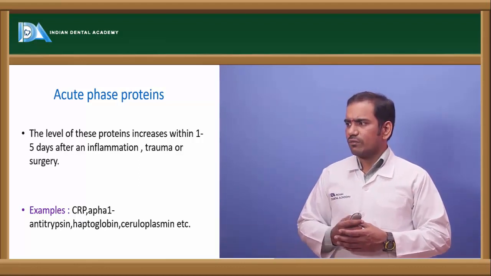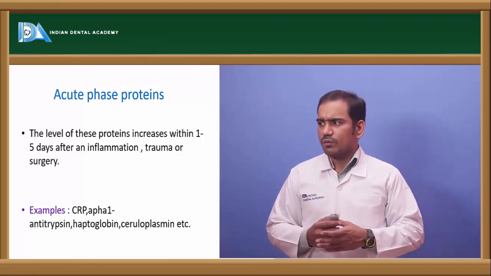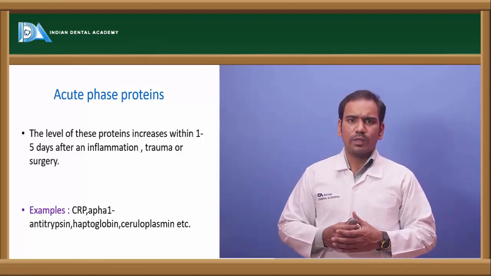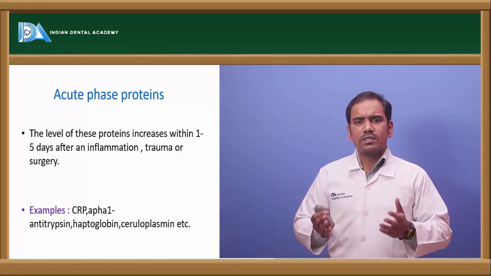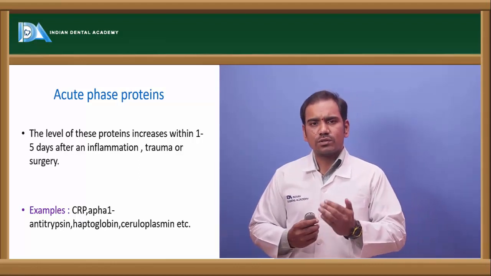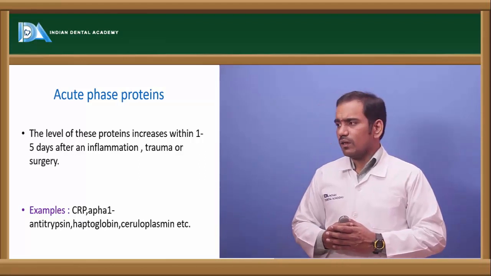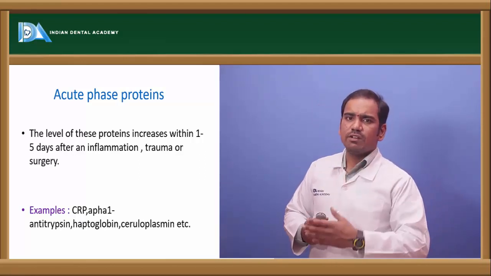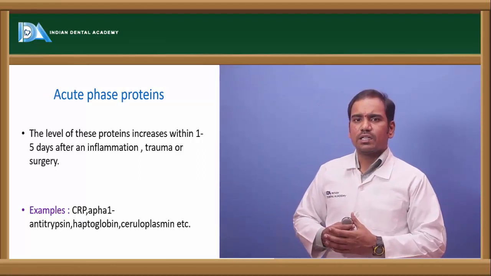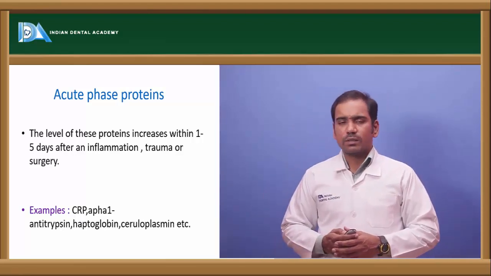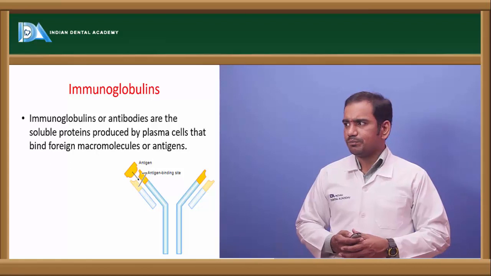Coming to the examples of acute phase proteins, we have C-reactive protein, alpha-1 antitrypsin, haptoglobin, ceruloplasmin. All these are acute phase proteins whose concentration is elevated in case of inflammations. Otherwise, they will be in the normal concentration in the blood. So that's about the acute phase proteins.